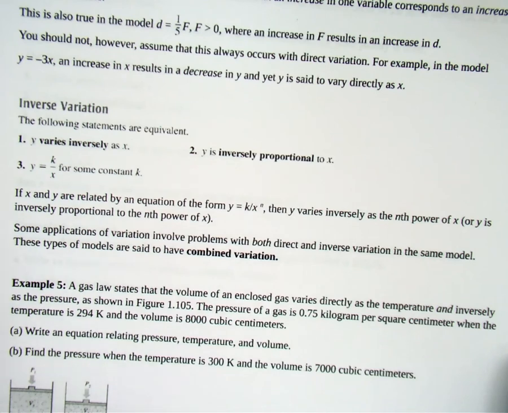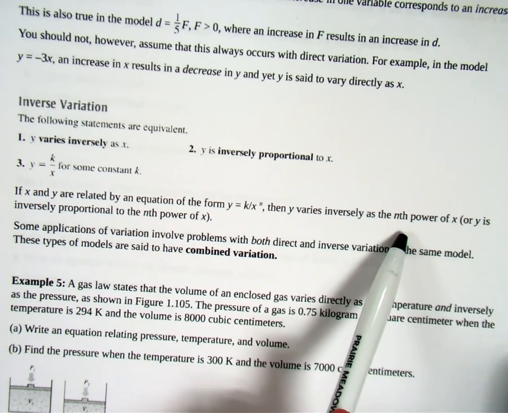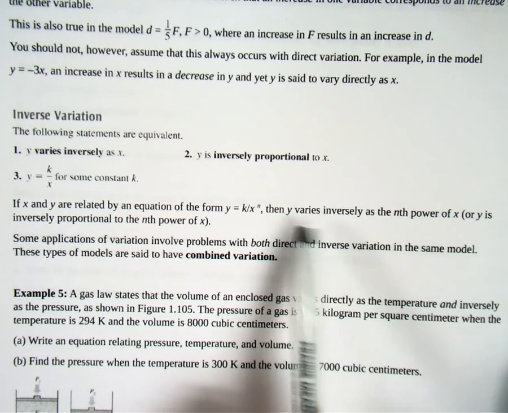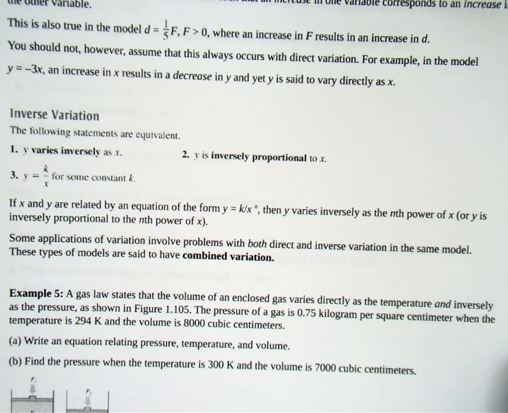All right, if x and y are related by an equation of the form y equals k divided by x to the nth power, then it's going to be an inverse relation with the nth power of x. So it's going to be the same type of stuff, it's just going to say inversely. Inversely, x is on the bottom. Some applications of variation involve problems with both direct and inverse variation in the same model. These types of models are said to have combined variation because they're using both at the same time.